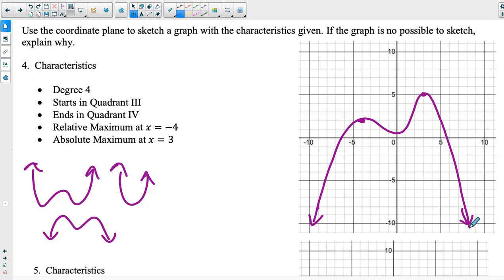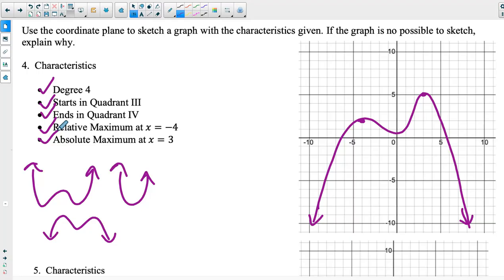But I just check. Is that a degree 4? Yes. Does it start in quadrant 3? Yes. Does it end in quadrant 4? Is it a relative max at -4? Yes, it curves right there, and it's a high point. And then is the highest point of the entire graph at 3? Yes. That's it. I'm done. I've matched the stipulations that I had.